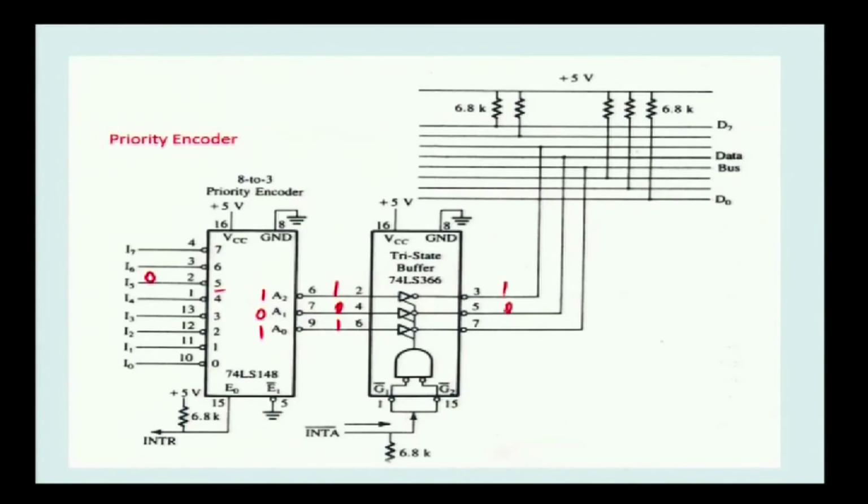So, the 1 0 1 is passed. The corresponding value is 1 0 1, and the remaining signals are by default at high level. So, now read the value: E F. So, RST 5 has the opcode E F H.